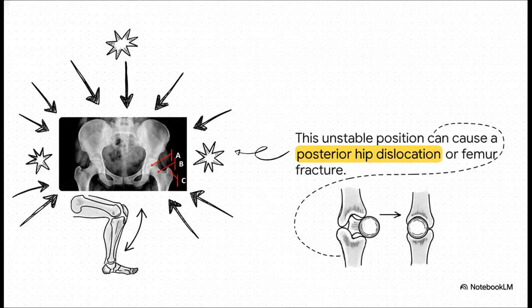Now take a look at this X-ray. That exact braking position is biomechanically really unstable. So if an impact happens, the force shoots right up your thigh bone and can easily pop the head of the femur right out of its socket, backwards. This is a classic dashboard injury, and understanding that specific anatomical position is the key to diagnosing it fast.